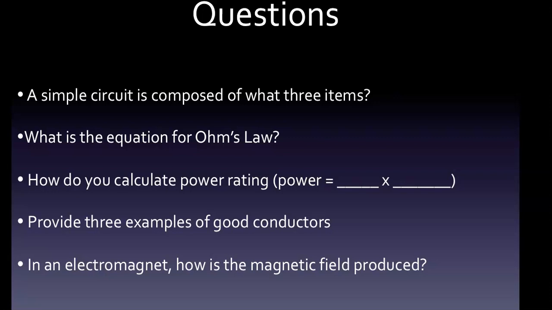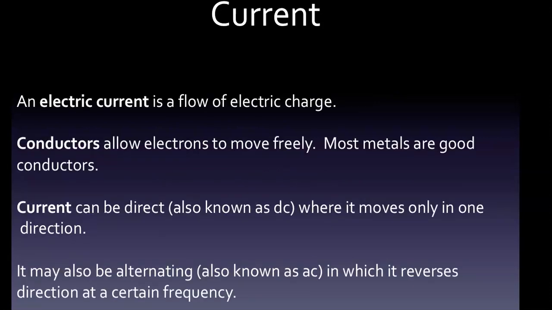So we have some concepts to go over, as well as a couple of problems with equations that we'll do towards the end. Okay, so we start just with current. An electric current is a flow of electric charge. In electric circuits, this charge is often carried by moving electrons in a wire. Conductors allow electrons to move freely. Most metals, like iron and gold, are good conductors.